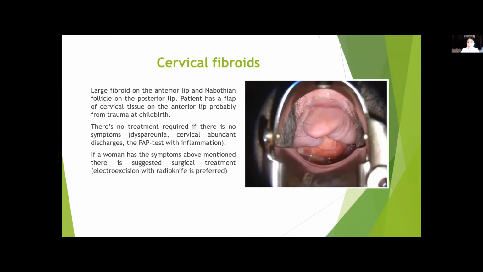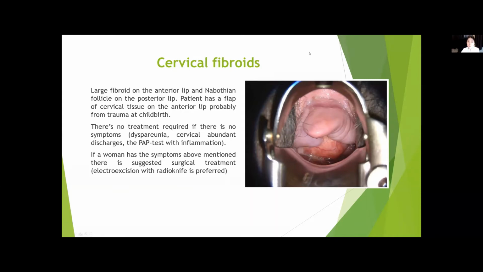Cervical fibroids are large fibroids on the anterior lip and a Nabothian follicle on the posterior lip. Here you can see the anterior lip, this is the posterior lip. They probably happened from trauma at childbirth.